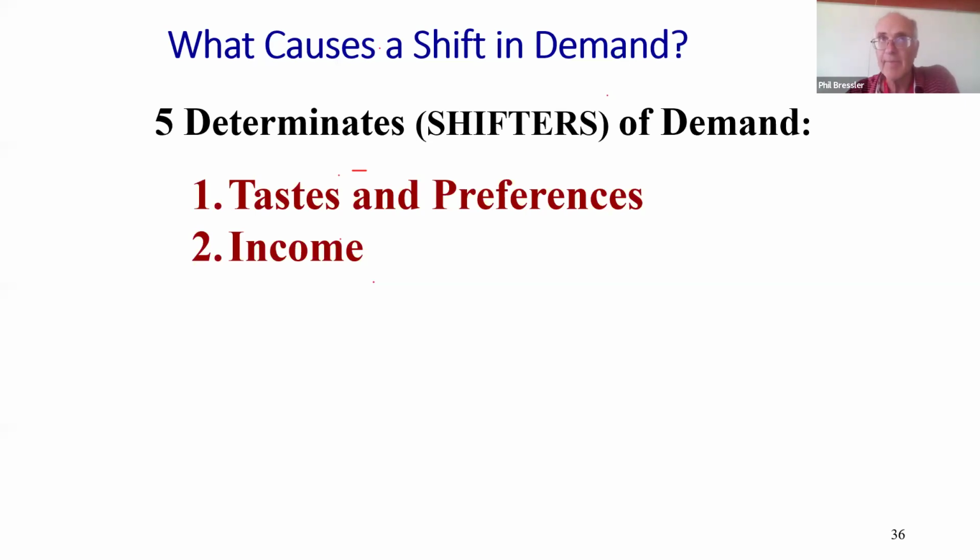Two, income. If people are making more money, they're going to buy more products. If they're making less money, they're going to buy less products. So taste and preference, income. Market size.